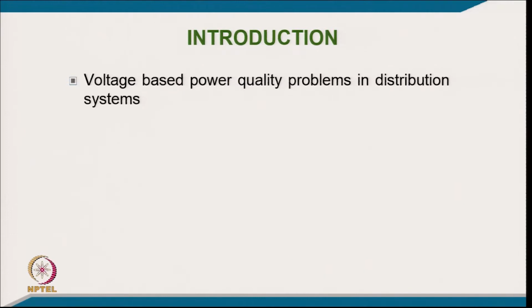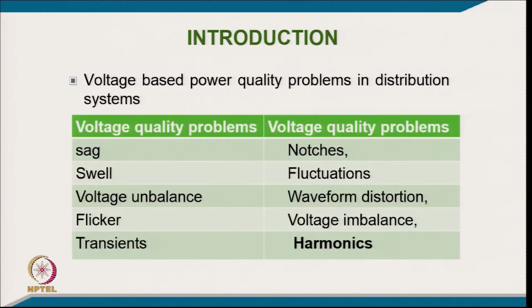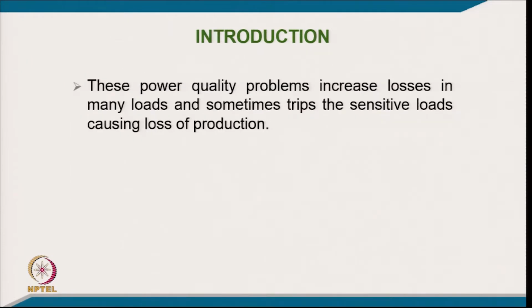Well, coming to the introduction of the series active power filter. The voltage based power quality problems in distribution systems are voltage sag, voltage swell, voltage unbalance, voltage flicker, voltage transients, voltage notches, voltage fluctuations, voltage waveform distortion, voltage imbalance and voltage harmonics. To mitigate these, we normally use the series active filter.